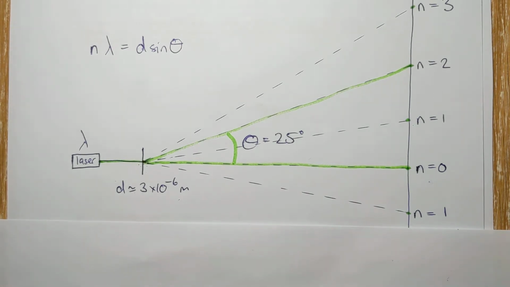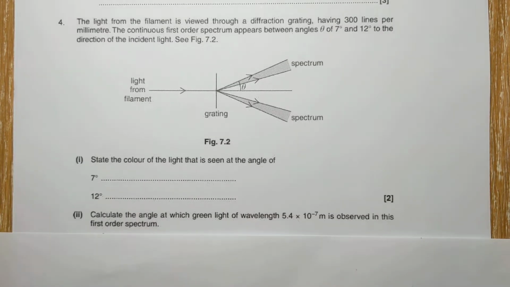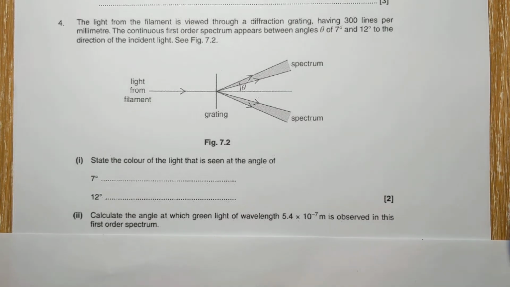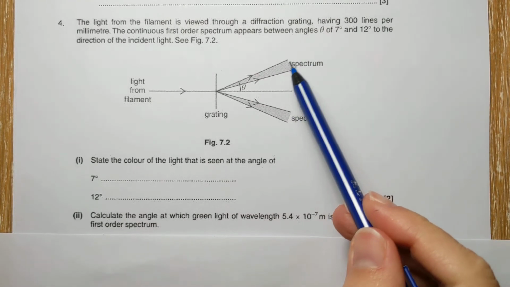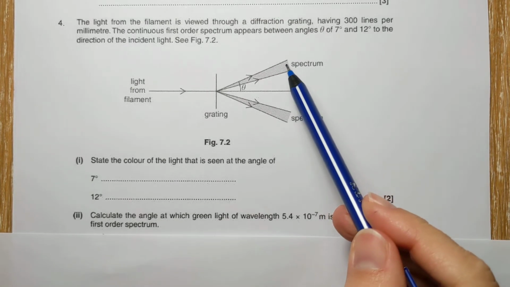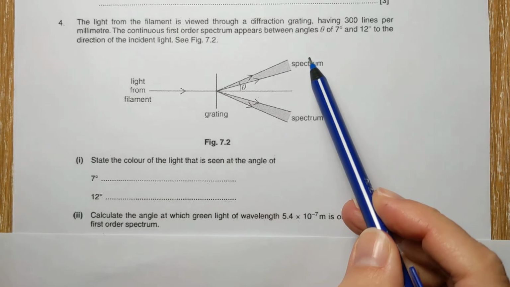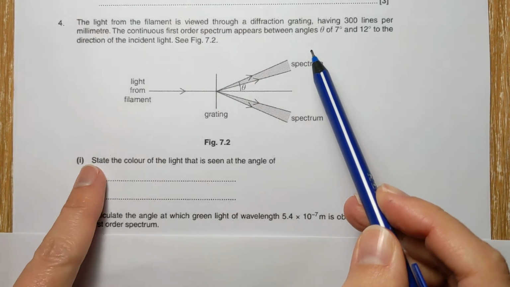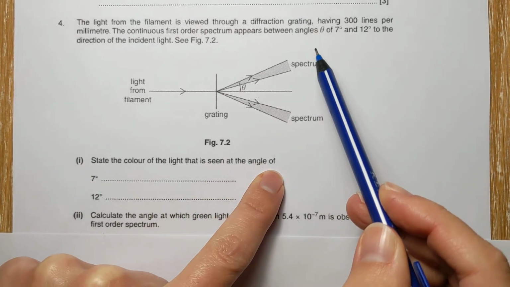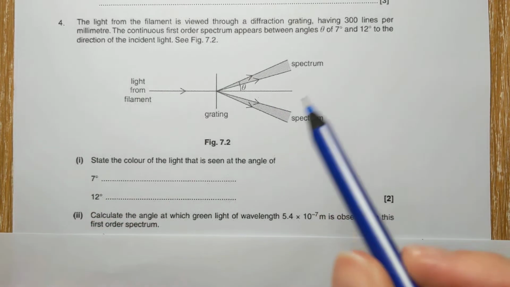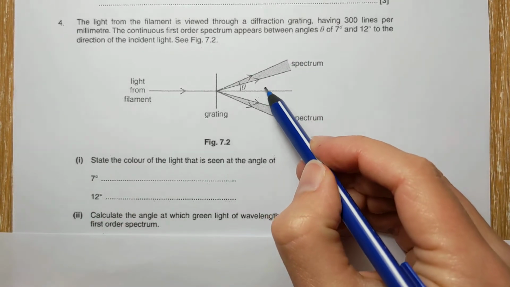Okay, so have a look at a question for this. Have a little go at this one. Okay, so this is our n equals 1 fringe, but it's not just a single spot anymore, it's going to be a little rainbow. And so it says, state the colour of light that is seen at an angle of 7 degrees. So that's going to be the smaller theta.